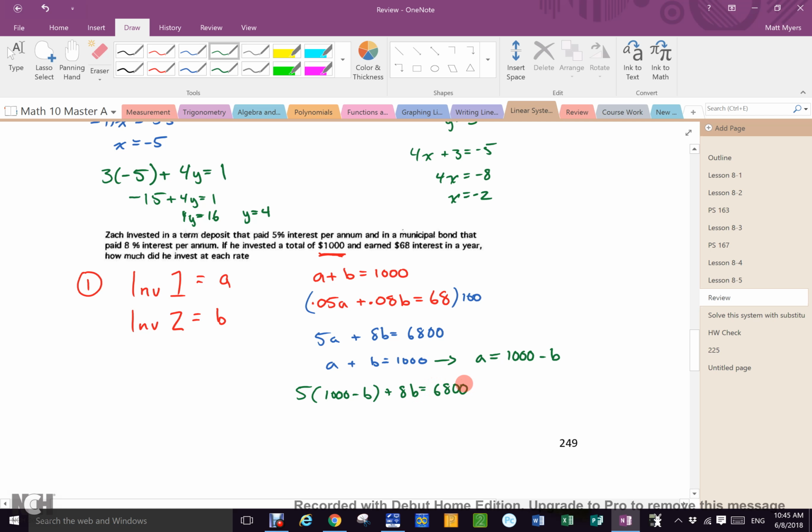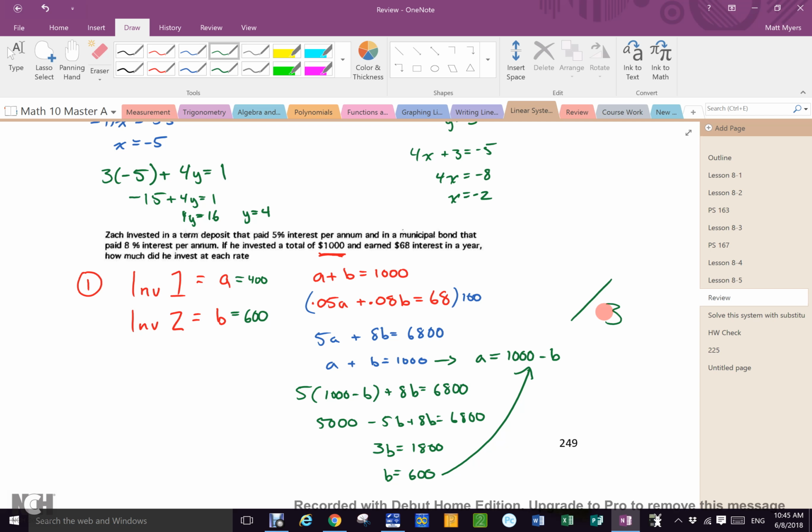5,000 minus 5B plus 8B equals 6,800. 3B equals 1,800. B equals 600. If B is 600, what's A? 400. 1,000 minus 600. So investment 1, 400. Investment 2, 600. All that you'll get 3 marks for because you had to figure out your own system.